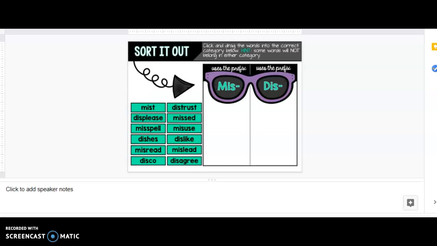You'll do the same here. If I took MIS off of the word mist, I would just have the letter T, which is not a word by itself. So mist does not have a prefix. It's just spelled that way.